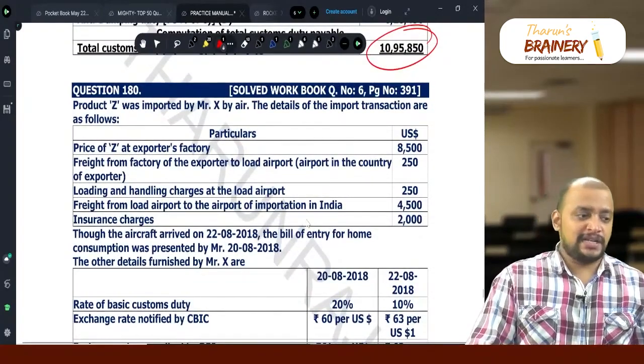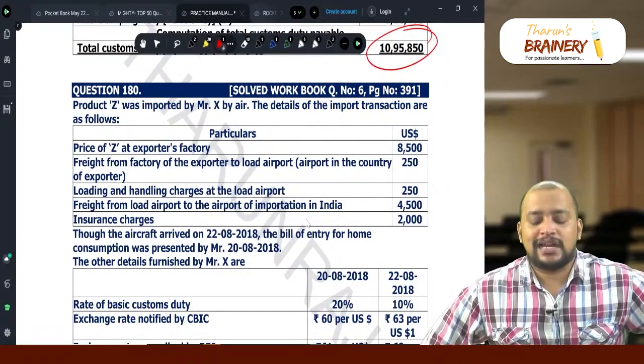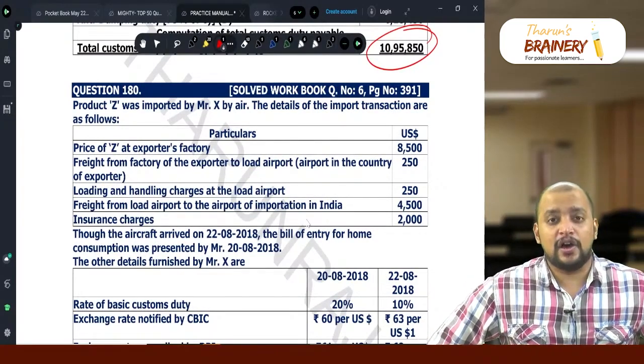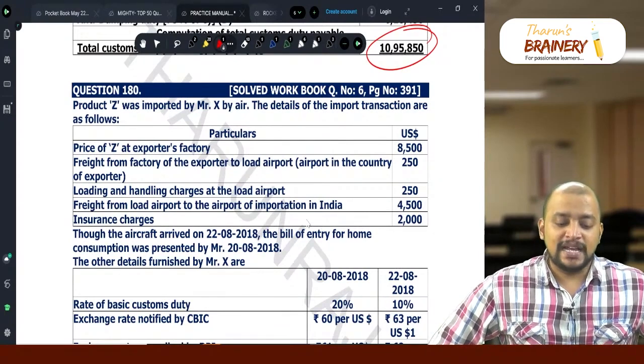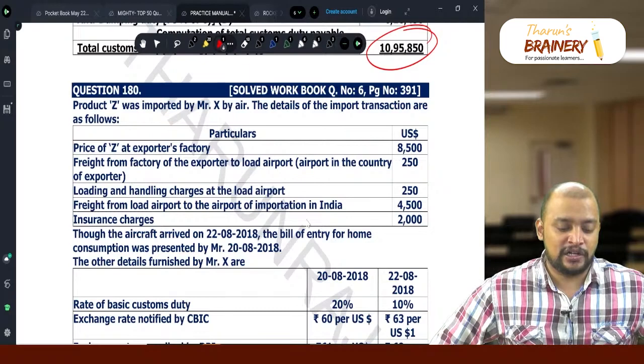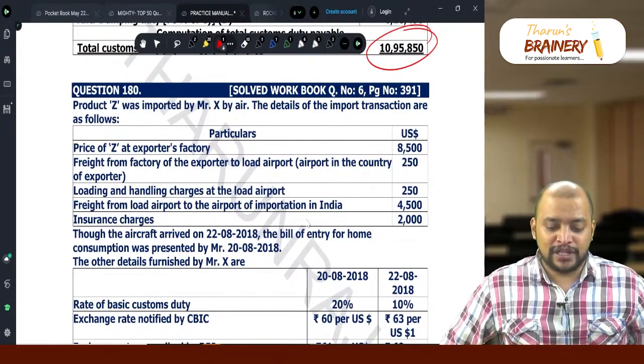Question number 180. Product Z was imported by Mr. X by air. The details of the import transaction are as follows. Price of Z at exporter's factory $8,500. Freight from factory of the exporter to the load airport.